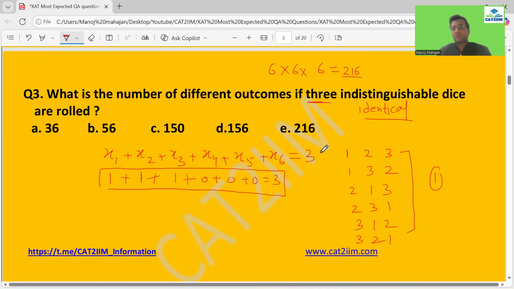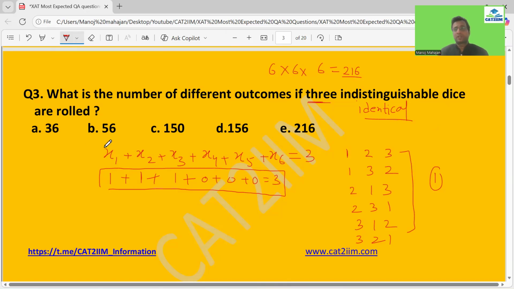And what does this actually mean over here? That the number 1 came only once on those 3 dice. Number 2 also came once. Number 3 also came once. So the result outcome 1, 2, 3 has to be counted once.